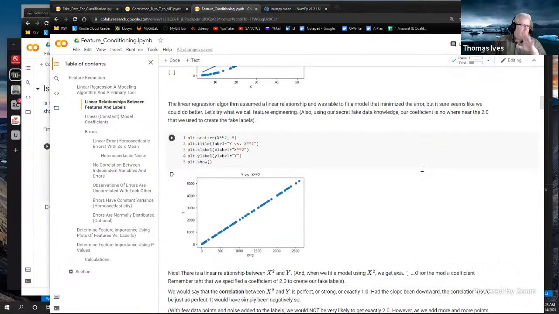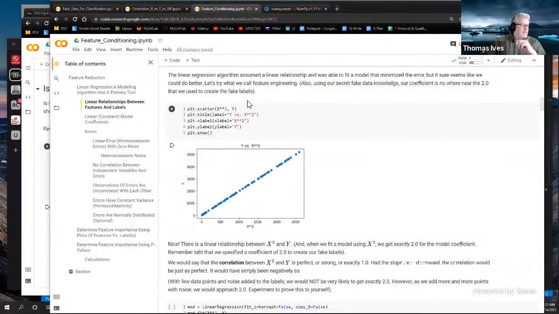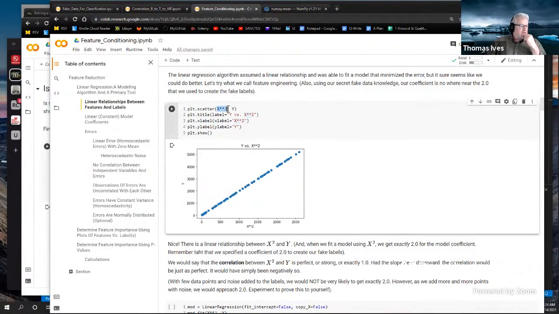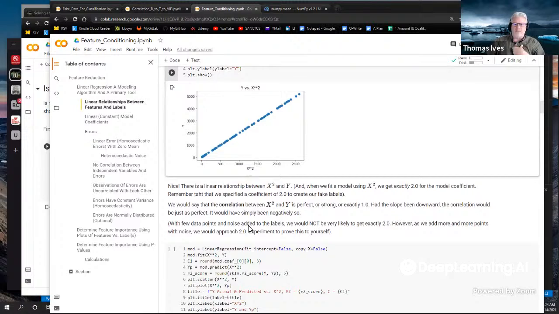So let's try the feature engineering. And again, we already know from our fake data prophecy knowledge that it should be 2.0. So now I do some feature engineering, and wow, now I have a linear relationship. This is all I really want y'all to see from this. This is a feature. Yeah, that's not linear. Well, yeah, it is. X squared is linear to Y. That's all we're trying to get. And if we have to do feature engineering to get there, that's okay.